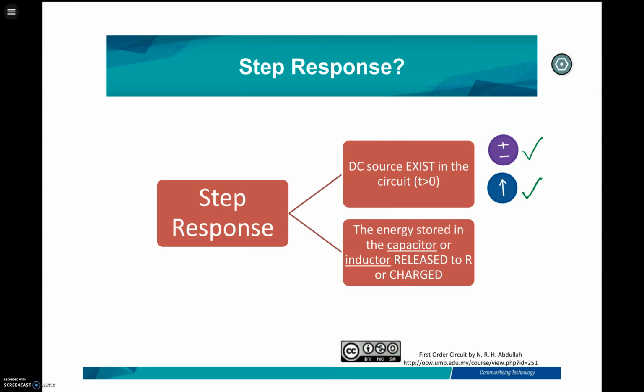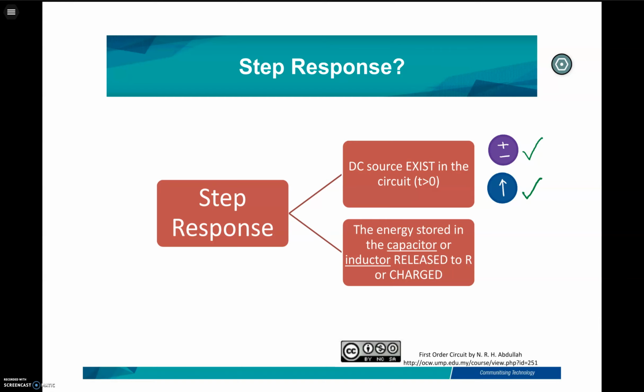So what is step response? Step response is when the DC source exists in the circuit when t is more than 0, and then the energy stored in the capacitor or inductor is released to R or charge.